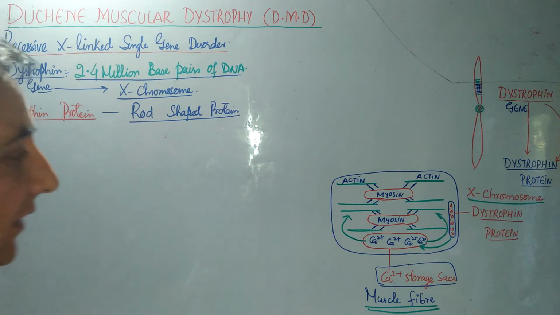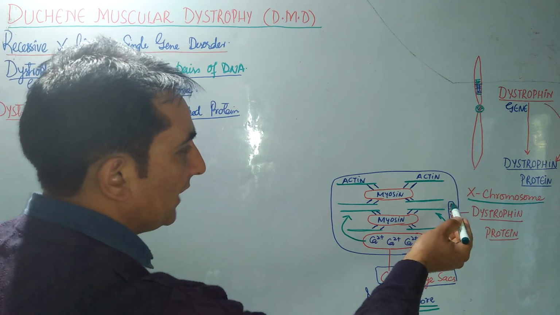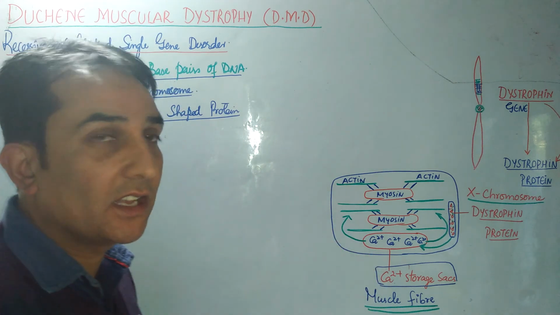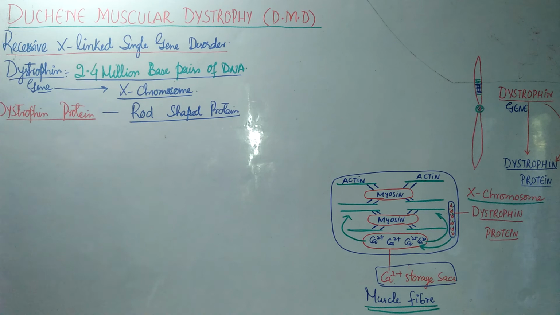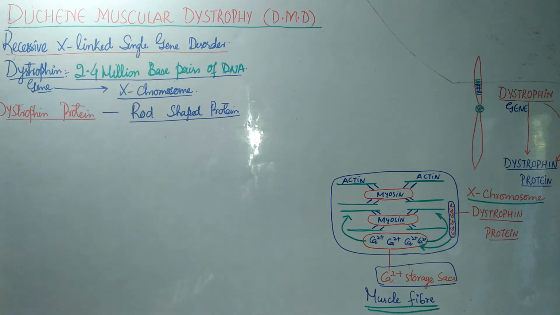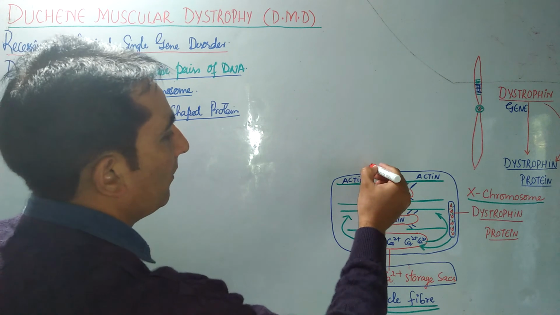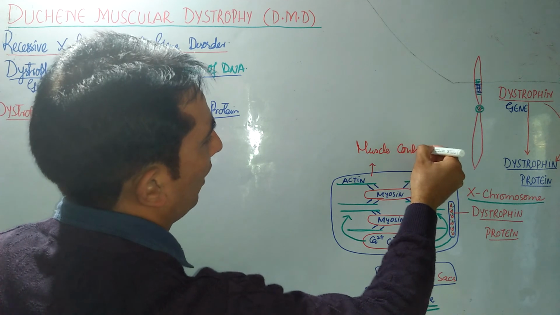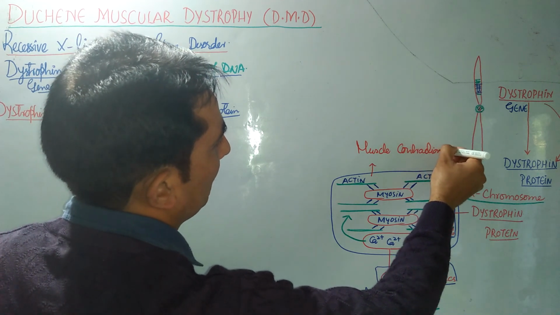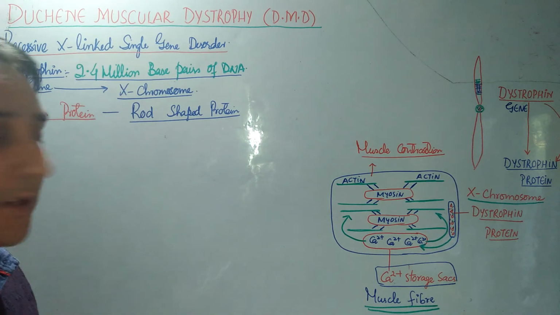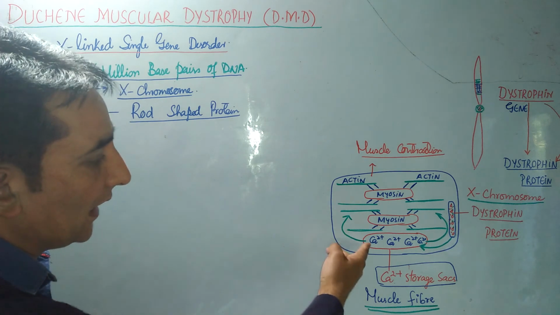Now what happens is, once these calcium ions receive the signals through the dystrophin protein, they get released from the calcium storage sacs. And this release of calcium ions by the help of the dystrophin protein is a very important process which is essential for muscle contraction. So you have understood the role of calcium ions in muscle contraction and the role of dystrophin protein in making the calcium ions get released from the calcium storage sac.